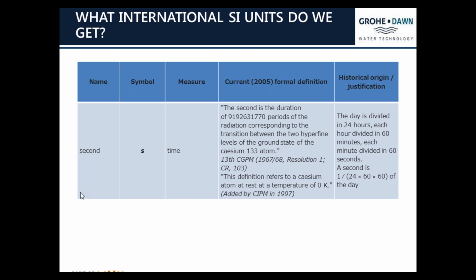In essence, what we need to take away from this is that the measurement for time is done in seconds, and the symbol is an s. The historic justifications in the very last column give a clearer explanation of what these units are measured in. The day is divided in 24 hours, each hour divided in 60 minutes, each minute divided in 60 seconds. That gives us a more understandable way of reading time.